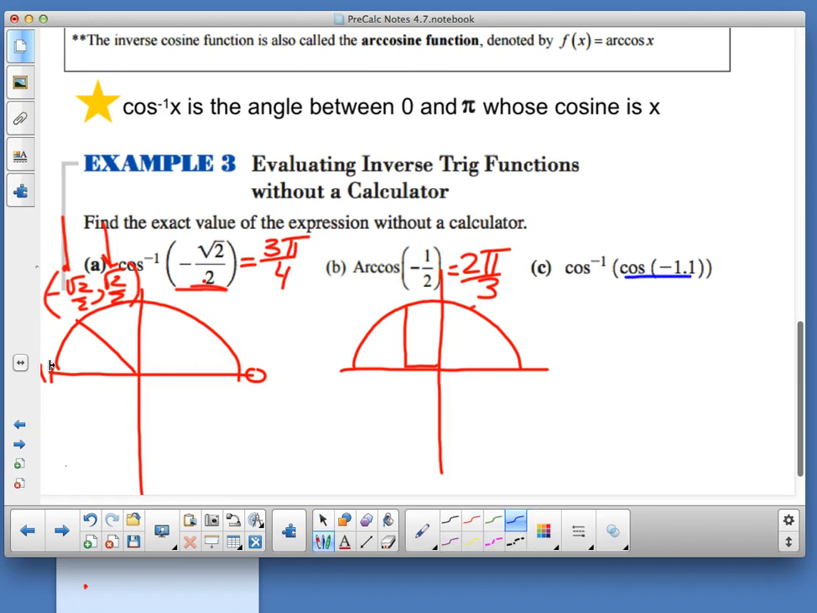The cosine of negative 1.1. Oh, yep, Chance. Are we talking about B? 5 pi over 6 is down here. Well, we're talking about cosine, not sine. Sine is 5 pi over 6 here.